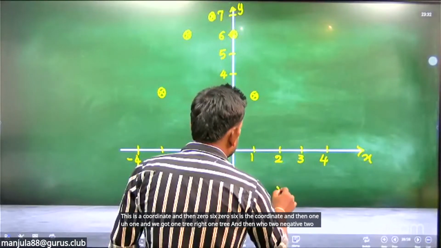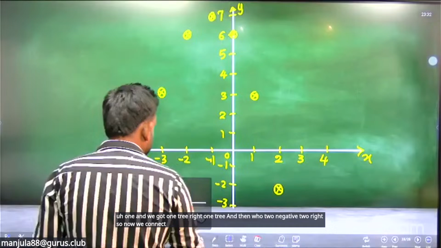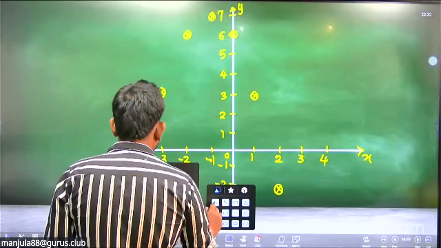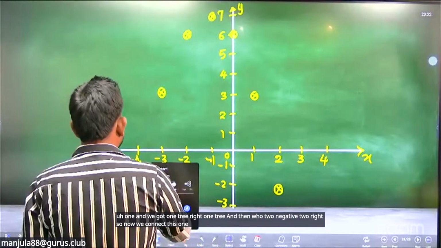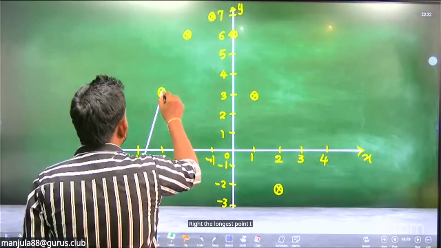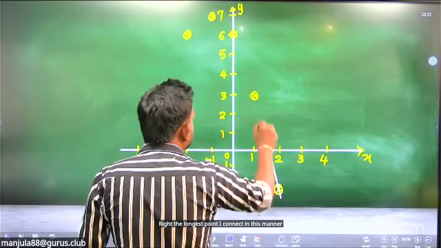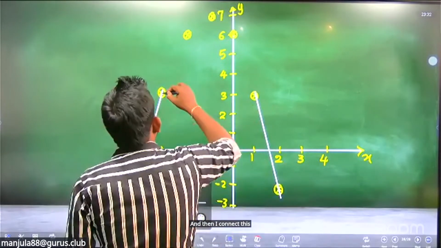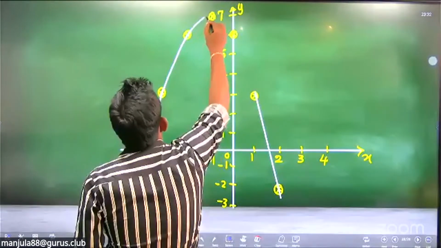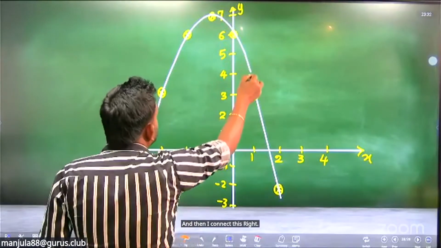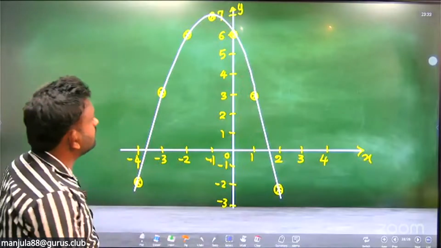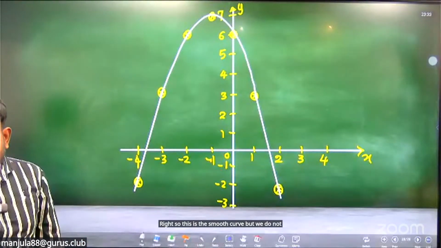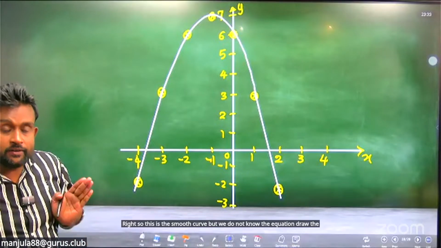Right. So now we connect this one. Right, the longest point I connect in this manner, right? And then I connect these, right? So this is the smooth curve, but we do not know the equation. Draw the graph is done.